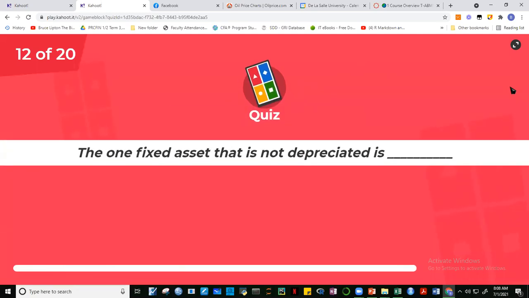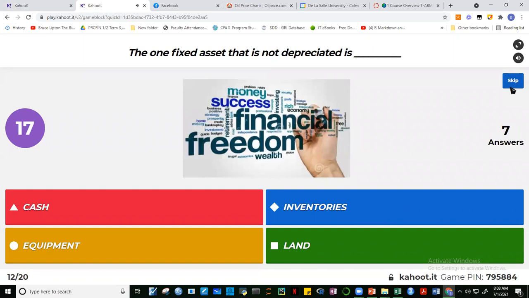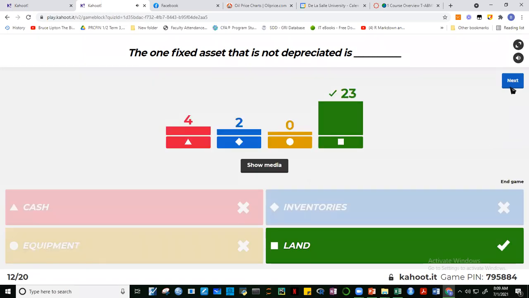The one fixed asset that is not depreciated is... okay, so I'm happy because most of you got it. Not depreciated, syempre hindi cash. Fixed asset kasi, no? Fixed asset. Although syempre ang cash in a sense, well, technically hindi naman siya dinidepreciate, no? Pero ang tanong kasi sa atin, fixed asset. So cash, inventories are not fixed assets. Equipment is a fixed asset kaso dinidepreciate siya. Land is a fixed asset that is not depreciated. So 23 of you got it.